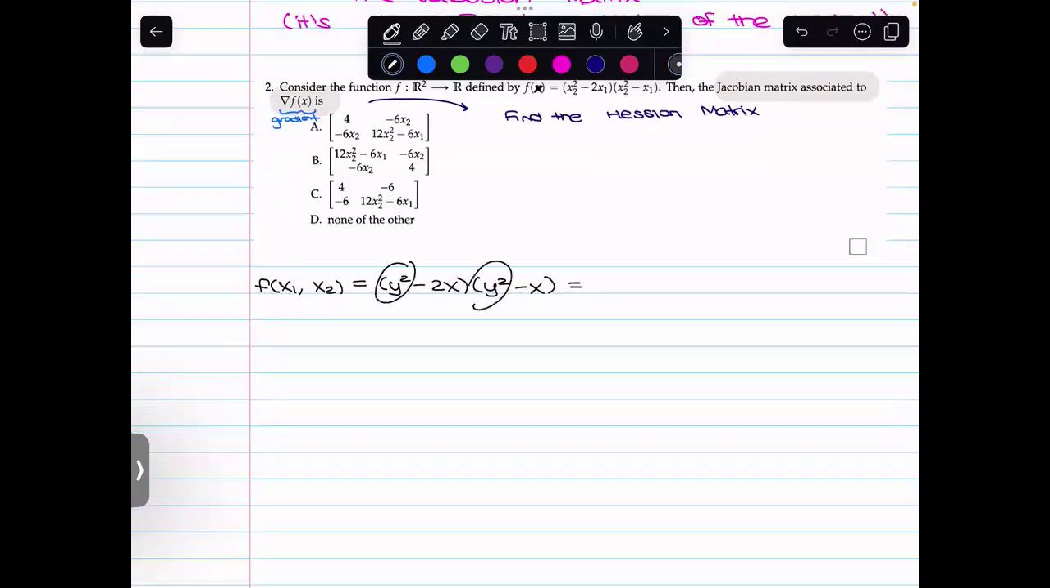So I'm doing y squared times y squared. Then y squared times minus x. Then minus 2x times y squared. And then minus 2x times minus x, so plus 2x squared. And we can actually simplify the middle part. That's just going to become minus 3xy squared. And now it should be pretty straightforward to derive.